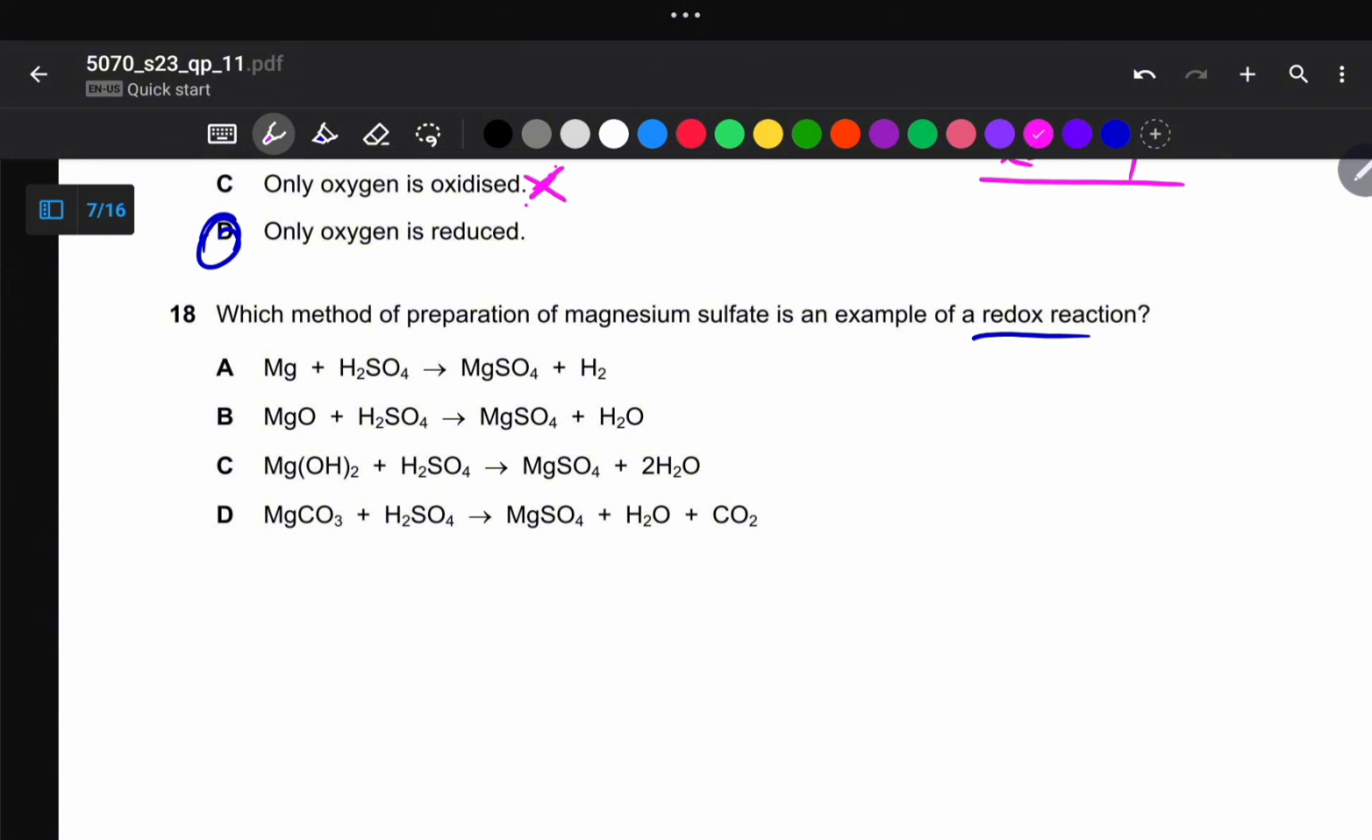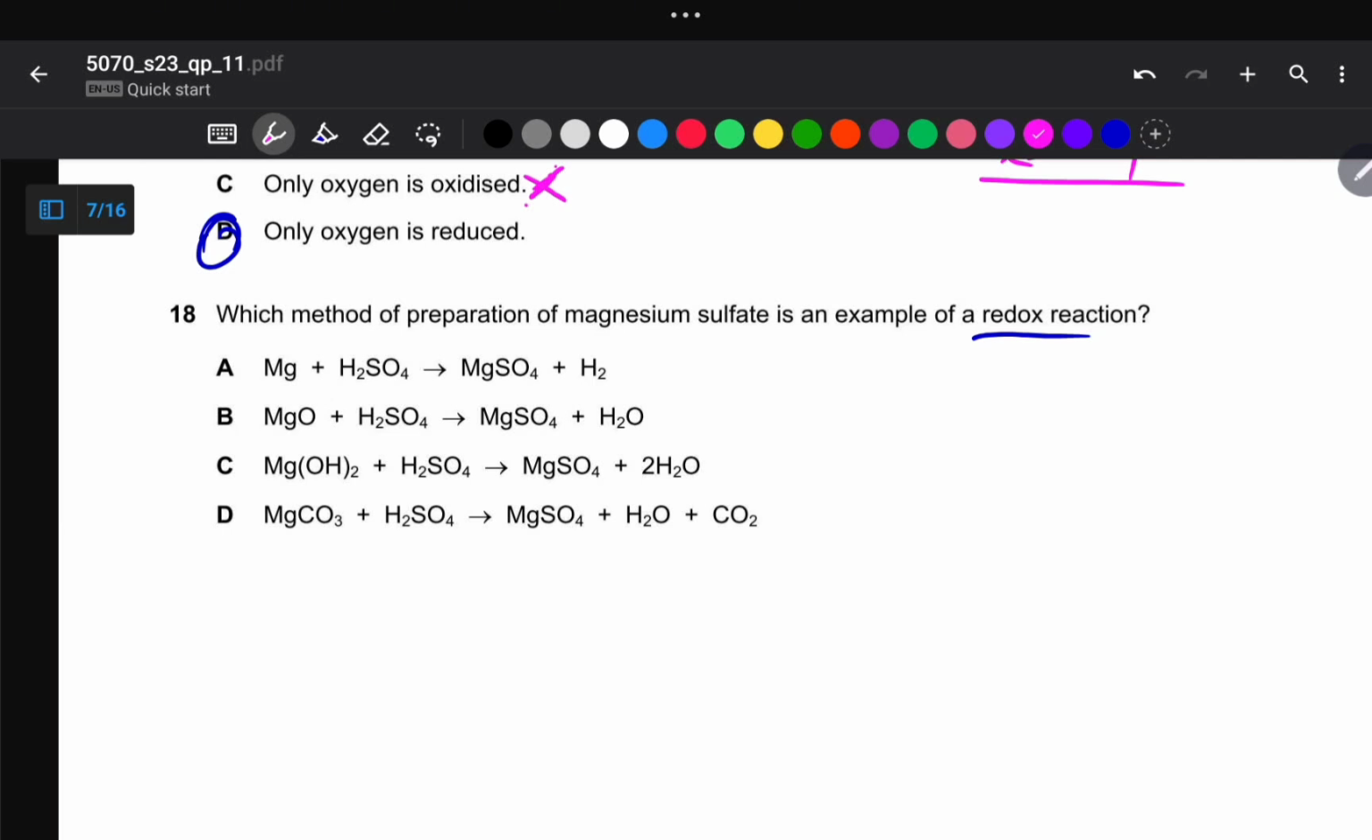Option A says magnesium plus sulfuric acid to form magnesium sulfate plus hydrogen gas, and then magnesium oxide plus sulfuric acid to form magnesium sulfate plus water. This is a neutralization reaction. This one is a displacement reaction. Magnesium hydroxide plus sulfuric acid to form magnesium sulfate plus water. This is also a neutralization reaction. Magnesium carbonate plus sulfuric acid to give magnesium sulfate plus water plus carbon dioxide. So you need to know the reaction of a metal with an acid, a metal oxide with an acid, and a hydroxide with an acid, so that you can write the correct equation for stoichiometric calculations.